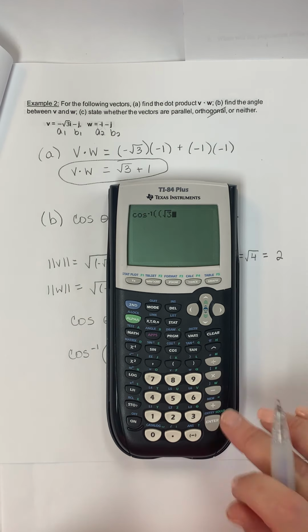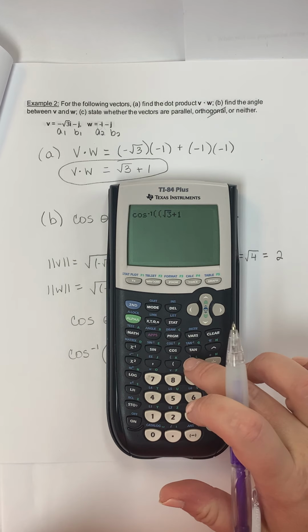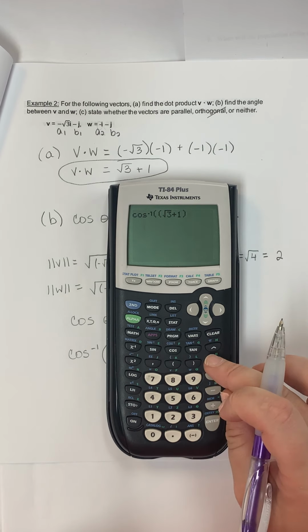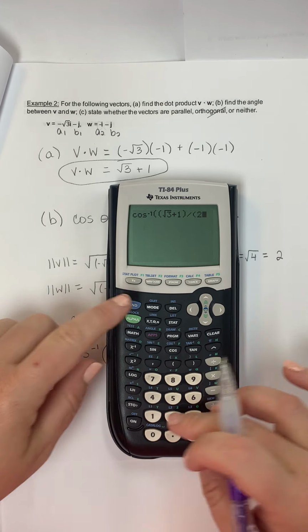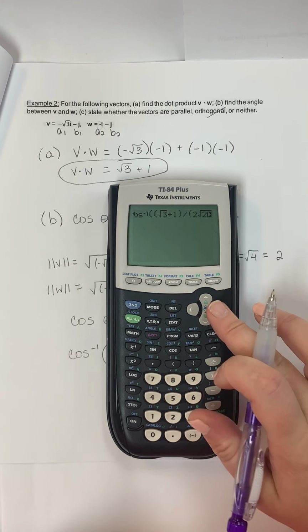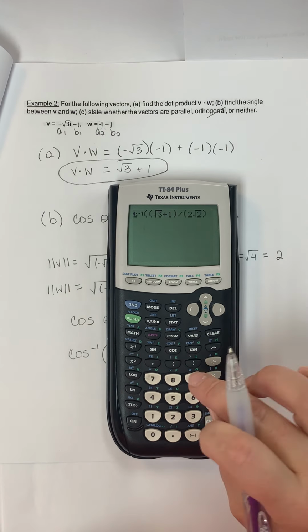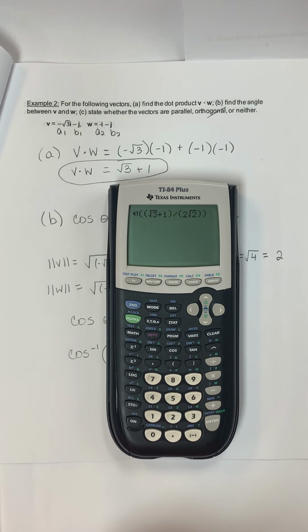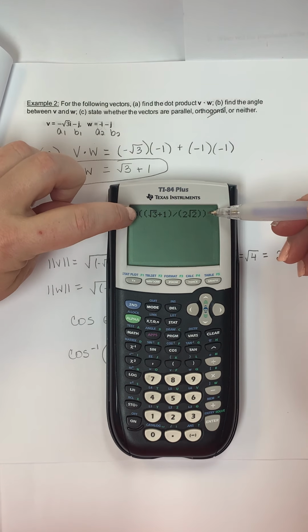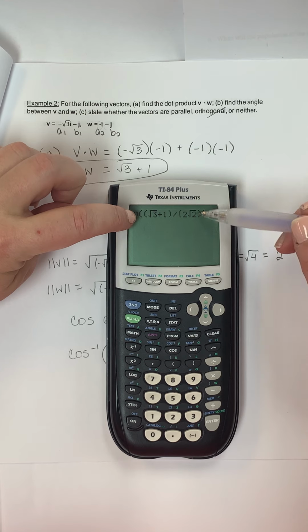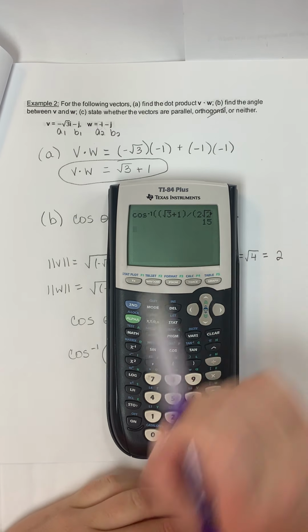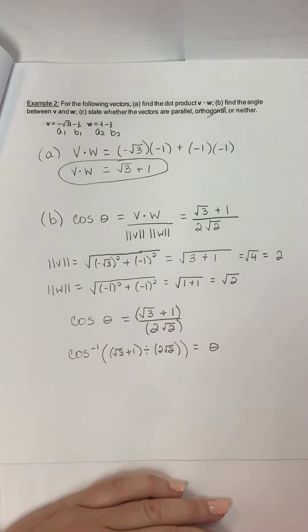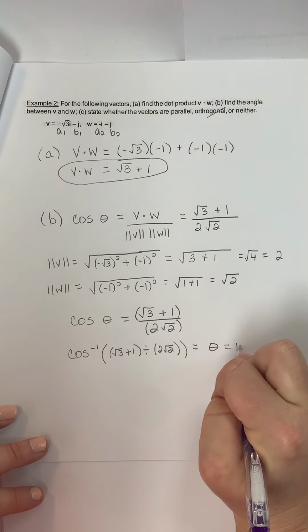Okay. Root of 3 plus 1, seal it off. That's my numerator. Divided by, I need another set of parentheses for my denominator. 2 square root of 2. Seal that off. Then close the outside set. So there we go. We have our outside set, then we have our numerator, then we have our denominator. That's so important. The denominator is the one that'll mess you up in this case. I hit enter and I get 15 degrees. All that work for 15 degrees.